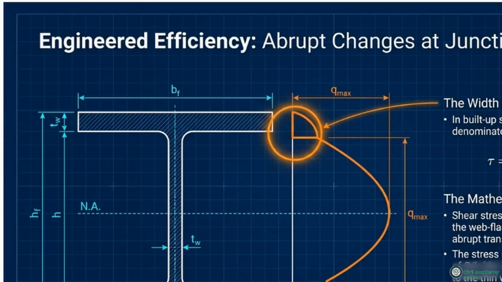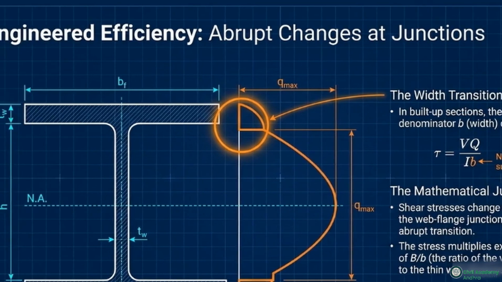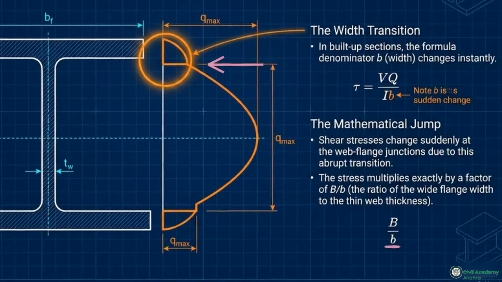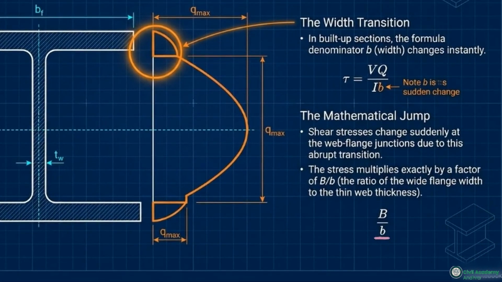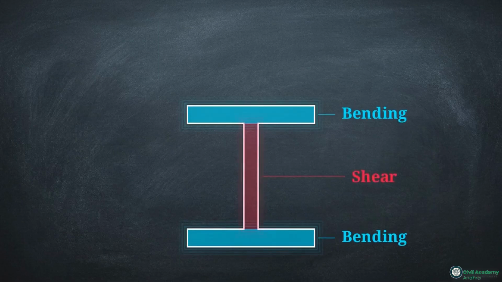Analyzing a standard I-beam shows how width manipulation creates structural efficiency. The top flange is wide, and since width is in the denominator of our equation, the resulting shear stress in the flange is minimal. However, the calculation changes at the junction where the wide flange meets the narrow vertical web. Because the width drops suddenly, the shear stress increases instantly. The stress level multiplies by the ratio of the flange width to the web thickness. This ensures that while the flanges primarily handle bending, the thin web is responsible for resisting the vast majority of the transverse shear load.